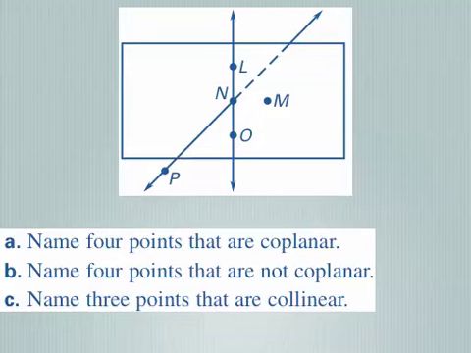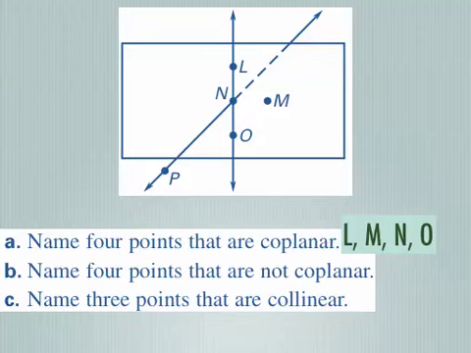But for right now, just imagine, if you can, that this line with P and N on it, is like a piece of paper that you've poked a pencil through. That would be what that line would look like. So A asks us to name 4 points that are coplanar. Well, point P, if you notice, is not on the plane. It's outside of the plane. But we do have points L, M, N, and O are all on the plane.